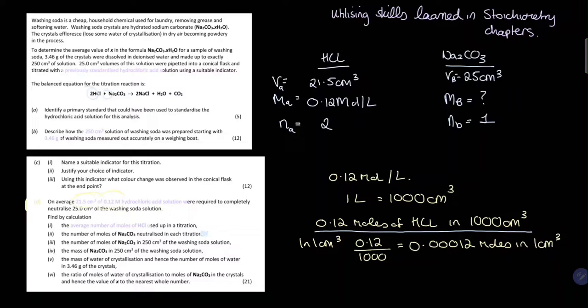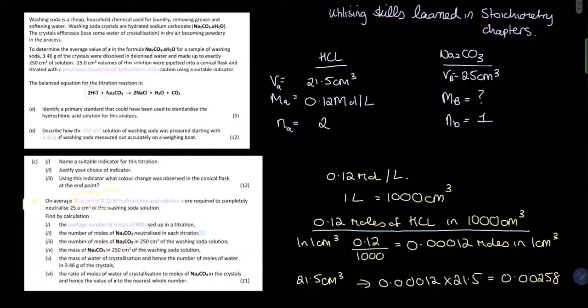Okay, now I don't want it in 1 centimeter cubed. I want 21.5 centimeters cubed. So I'm going to take that number for how many moles were in only 1 centimeter cubed and multiply it by 21.5 to see how many would be in that amount of solution. And when I do that, I get this answer. Okay, so that's the first one done.